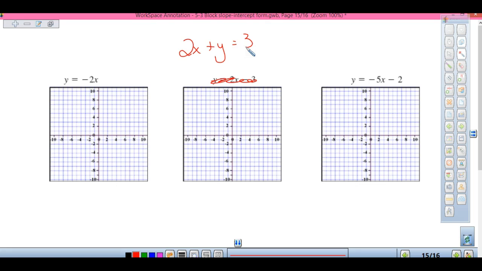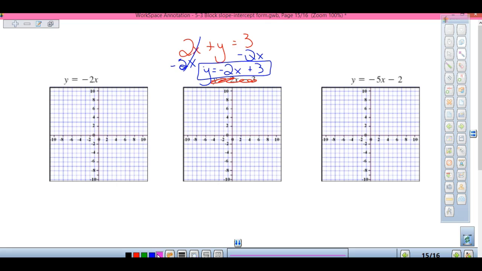Now, in order to graph this, I have to get y by itself. So what's on the same side as my y? The 2x. How am I going to move the whole 2x? I'm going to subtract 2x because it's not hooked on. So that goes away, and what do I have? Y equals negative 2x plus 3. This is why I made you write it with x first.